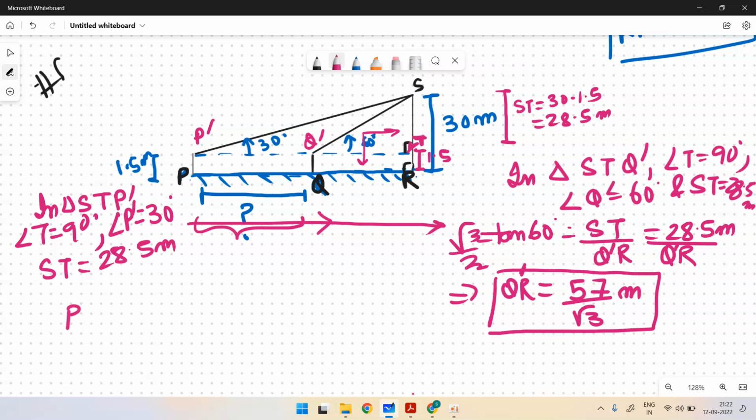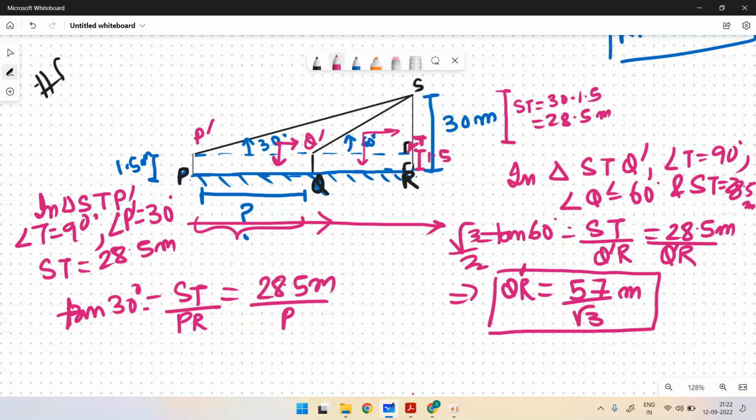For PR, for the angle of 30 degrees, ST will be my perpendicular and this is my base. So I need to use tangent of 30 degrees, which is nothing but ST by PR. Now ST is given to be 28.5 meters, PR you don't know, but tan 30 you already know is 1 by root 3. Now from here what you get is that PR is nothing but 28.5 root 3 meters.